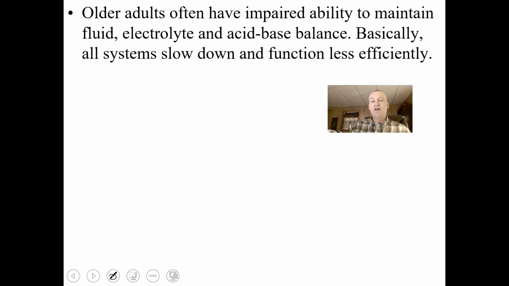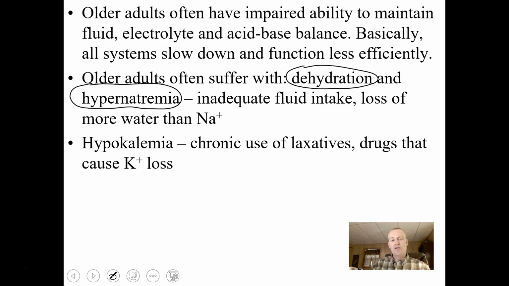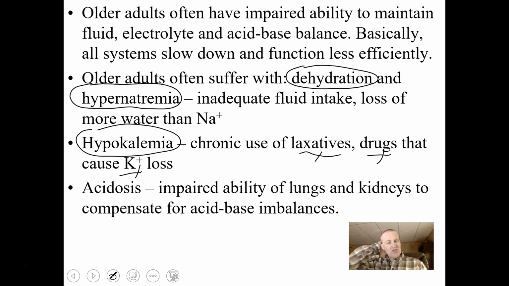Older adults often have an impaired ability to maintain fluid, electrolyte, and acid-base balance. Basically, the systems slow down, become less functional, and less efficient. Older adults seem to be very sensitive to dehydration and hypernatremia, the inadequate fluid intake and loss of more water than sodium. So basically the bloodstream has more solutes in it. Older adults also seem more susceptible to hypokalemia. This is due to the chronic use of laxatives and drugs, and these cause the loss of potassium ions. Acidosis is also more prevalent in older adults. They have an impaired ability of the lungs and kidneys to compensate for the acid-base imbalances.